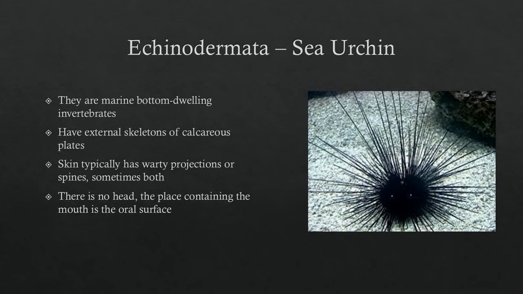Echinodermata, sea urchin. They are marine bottom-dwelling invertebrates. Have external skeletons of calcareous plates. Skin typically has warty projections or spines, sometimes both. There is no head. The place containing the mouth is the oral surface.